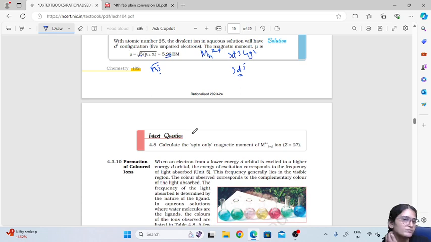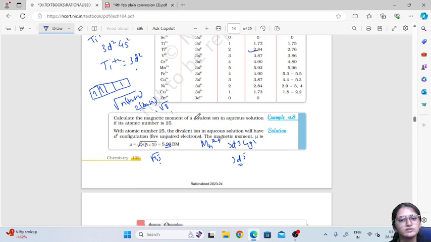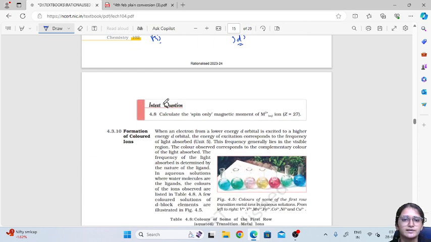Okay. Now based on unpaired electrons, you have to classify them into paramagnetic and diamagnetic. Paramagnetic is the one having unpaired electrons. Diamagnetic is the one not having any unpaired electron. So if all electrons are paired, or if there is no unpaired electron, then it is diamagnetic, and when you have unpaired electrons, then it is paramagnetic.